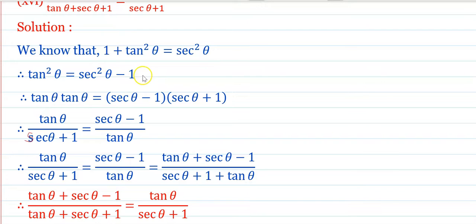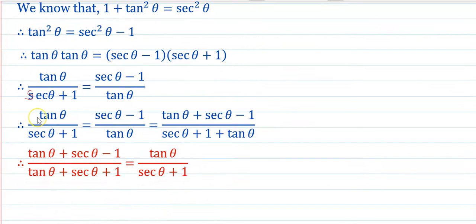Sec square theta minus 1 can be written as sec theta minus 1 into sec theta plus 1. Tan square theta can be written as tan theta into tan theta, and hence again this can be written as tan theta stays as it is, sec theta plus 1 we bring to the left hand side, that will be the divisor. Next, equal to sec theta minus 1 upon tan theta, which we bring to the right hand side.